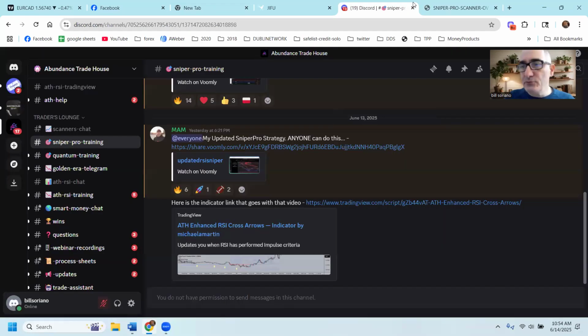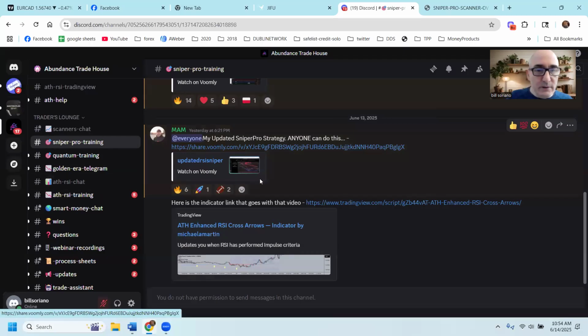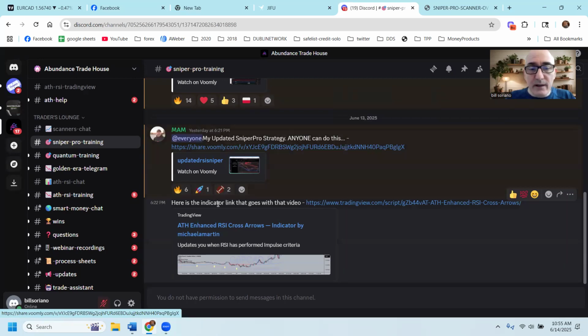And guys, when you join us in GFU, you get access to our community. You get access to our Discord channel here, and you more importantly will get access to Michael's proprietary indicator. This is an indicator that he actually had made, that he paid to get made for the members of the community to use. It's called the ATH Enhanced RSI Cross Arrows Indicator by Michael Angel Martin.